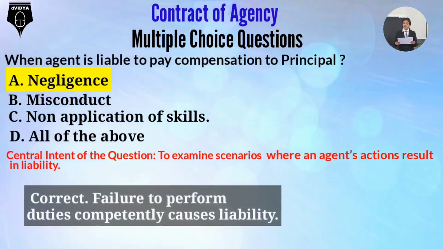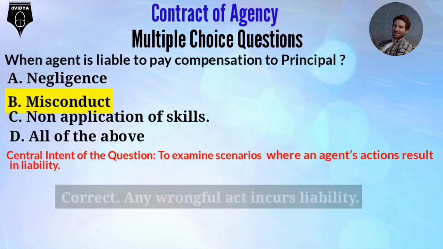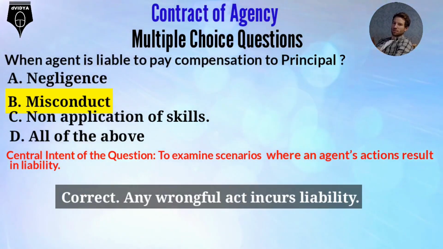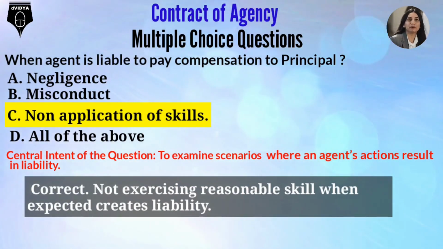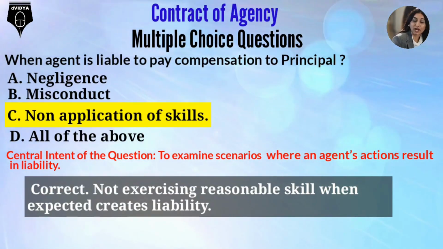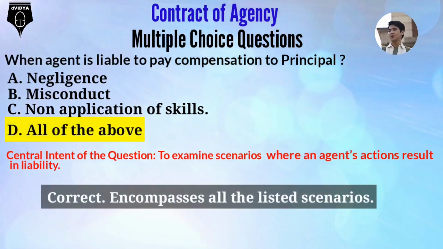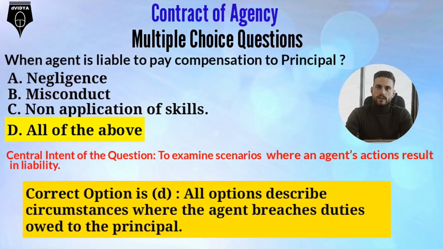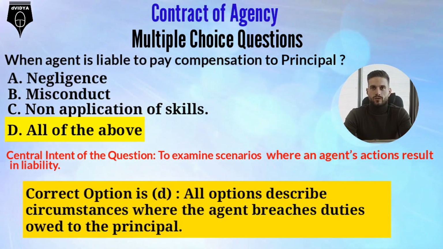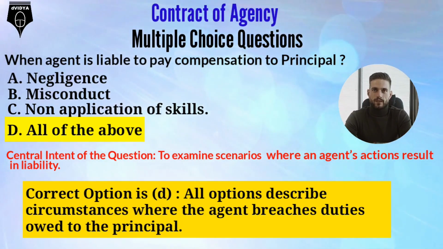Option A, negligence, correct. Failure to perform duties competently causes liability. Option B, misconduct. Correct. Any wrongful act incurs liability. Option C, non-application of skills. Correct. Not exercising reasonable skill when expected creates liability. Option D, all of the above. Correct. Encompasses all the listed scenarios. Correct option is D. All options describe circumstances where the agent breaches duties owed to the principal.